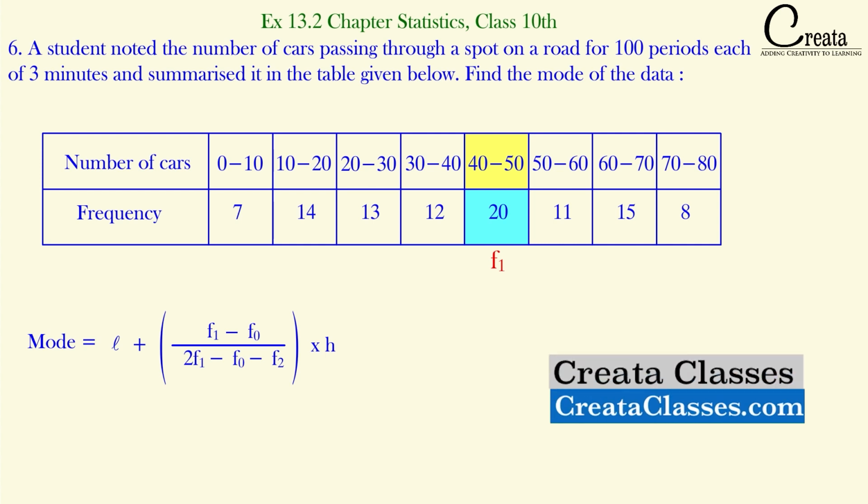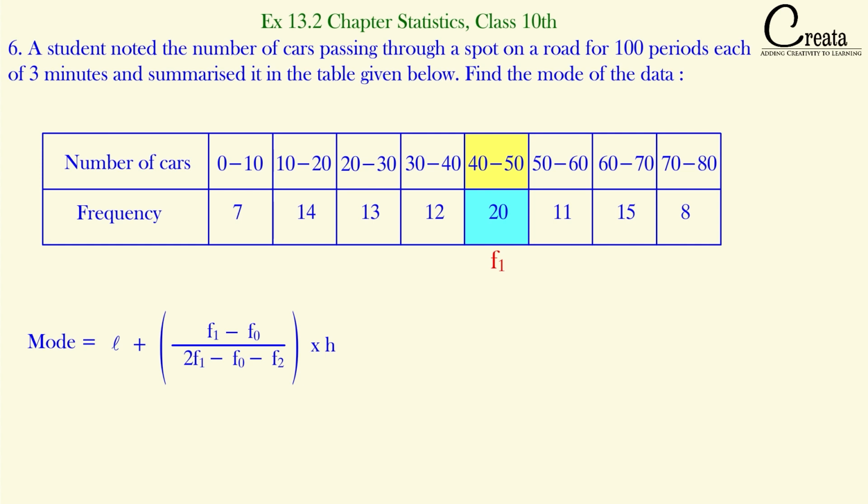And what are F0 and F2? F0 is the frequency before the modal class frequency and F2 is the frequency after the modal class frequency. So F0 is 12 and F2 is 11. Okay. Next, let's find the value of L, which is the lower limit of the modal class. This is the modal class and the lower limit of the modal class is 40. We got L as 40. Next, let's find the class interval, which is H, upper limit minus lower limit. 50 minus 40 is 10. We got the value of H as 10.